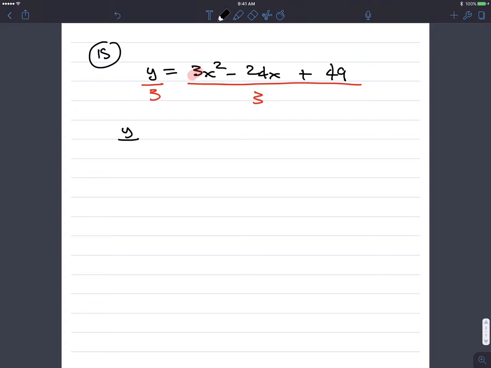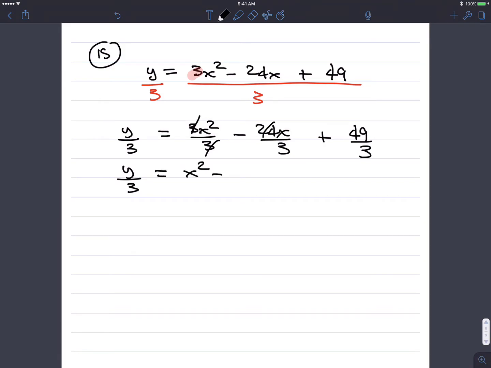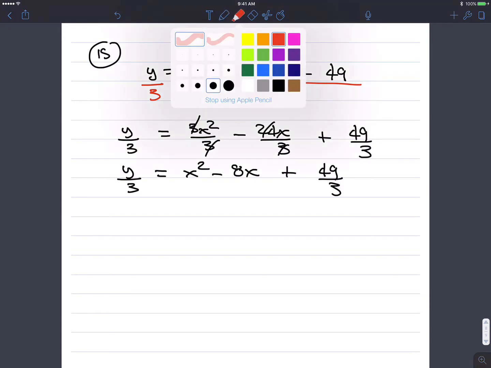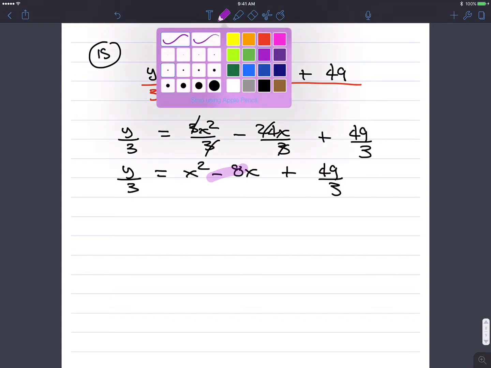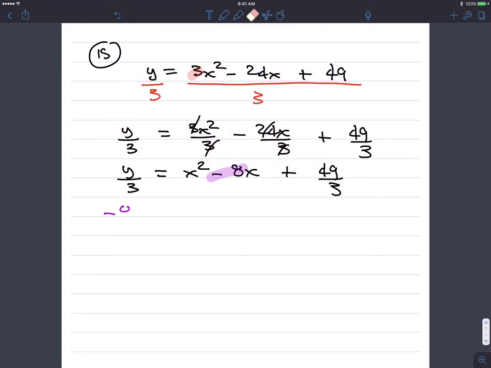We get y over 3 is 3x squared over 3 minus 24x over 3 plus 49 thirds. 3's cancel, and I get y over 3 is x squared minus 24 divided by 3 is 8. So we got minus 8x plus 49 thirds. Let's complete the square now. Here's my b value. It's -8. So -8, let's write it all down.